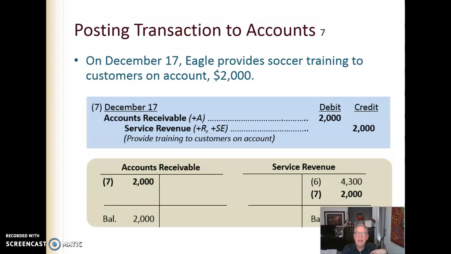Okay, I think this represents a good place for us to stop this video, and when we continue, we will start with posting this 7th transaction.